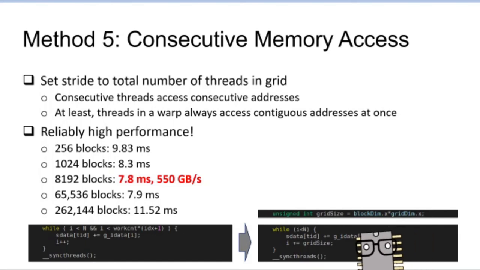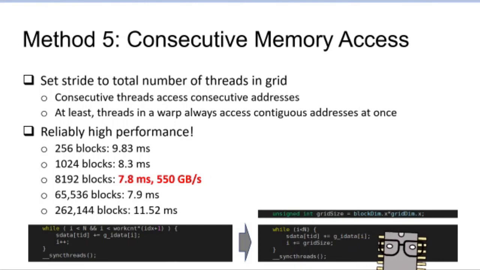Thread one will be reading offset one, 10,001, 20,001, 30,001, and so on. Because all of these threads in a single warp are issued together and operate in lockstep because of SIMD, at loop iteration zero, thread zero will be accessing memory address zero, thread one will be accessing one, two will be accessing two, three will be accessing three.